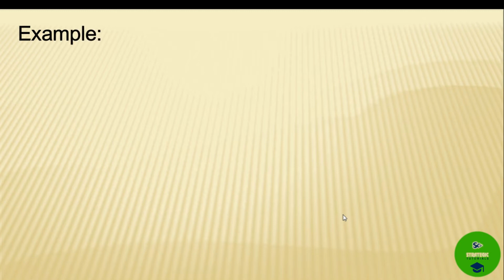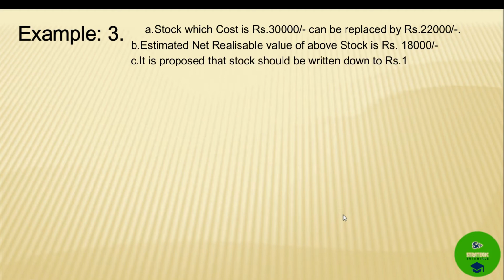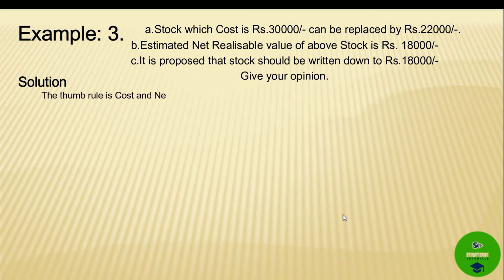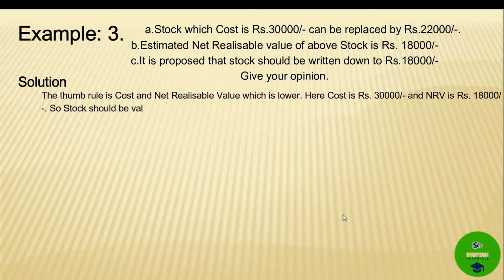Coming with the next example. Stock which cost 30,000 can be replaced by 22,000. Here one new parameter has been inserted, that is replacement cost 22,000. Estimated net realizable value of the above stock is 18,000. So it is proposed that the stock should be written down to 18,000.